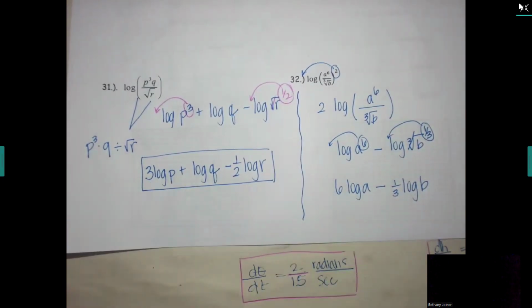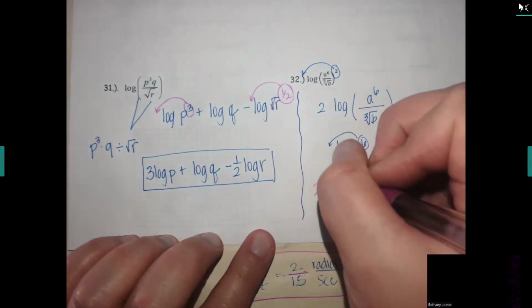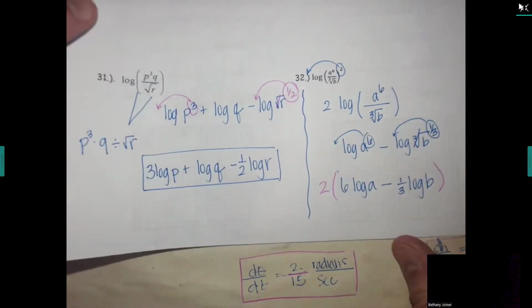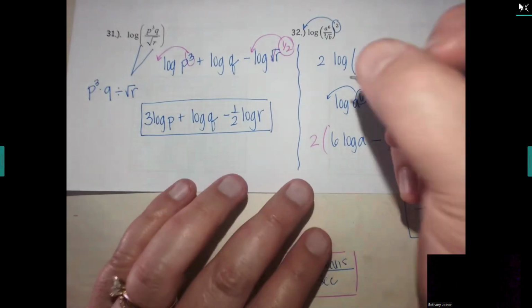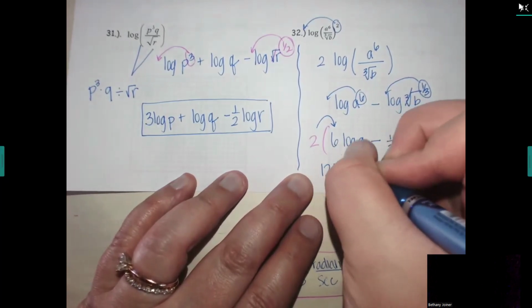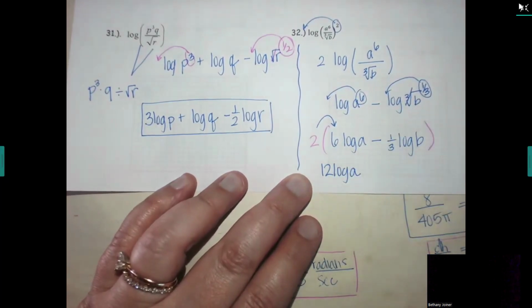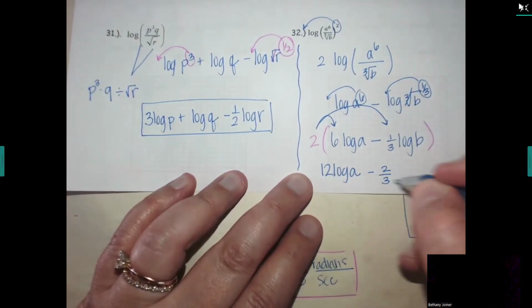Okay, now this answer is almost right, but what did I forget about that I took down to the front at the very beginning? The 2. And so that 2 needs to apply to both of those outside numbers. So you could leave it like this, but I'm pretty sure on your test the 2 is times 10. So what is 2 times 6? 12 log A. And then 2 times the 1/3 would be a 2/3 log B.